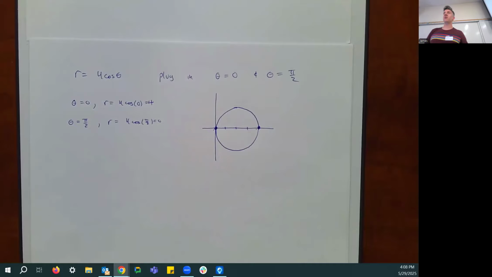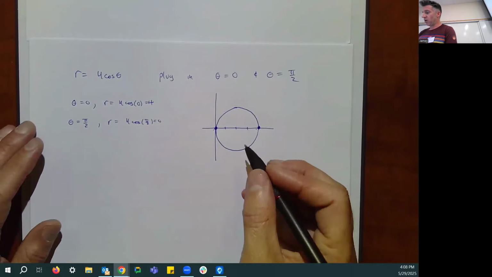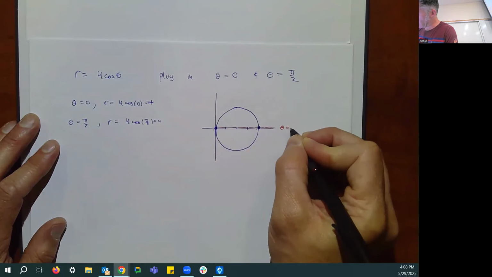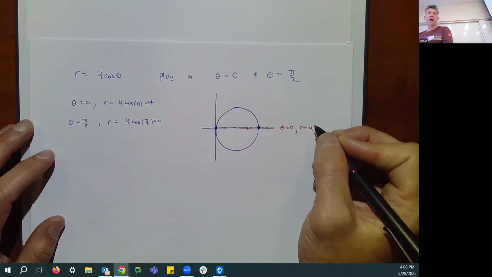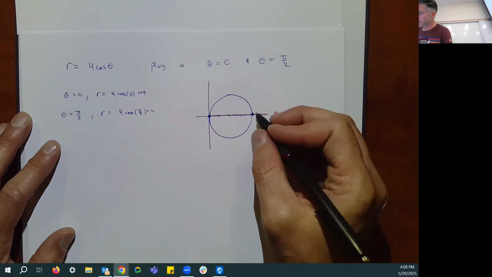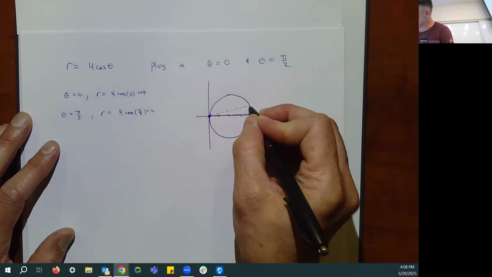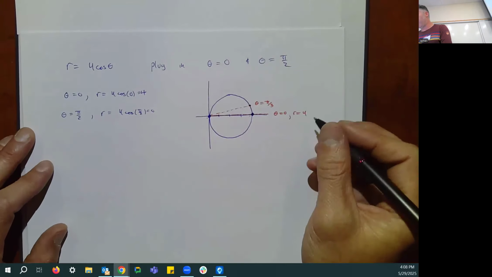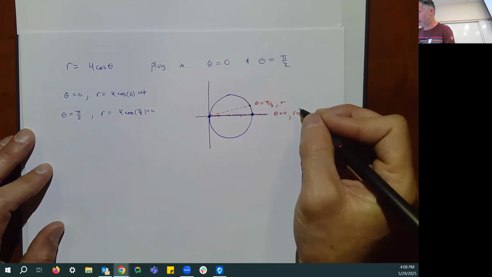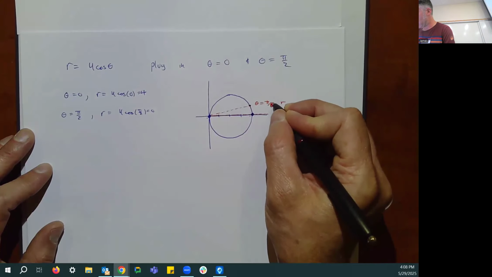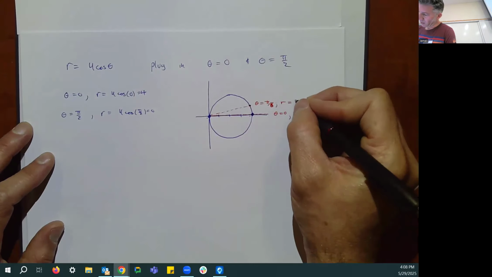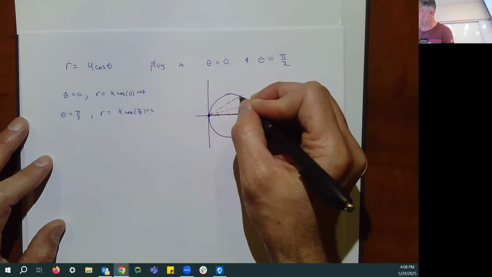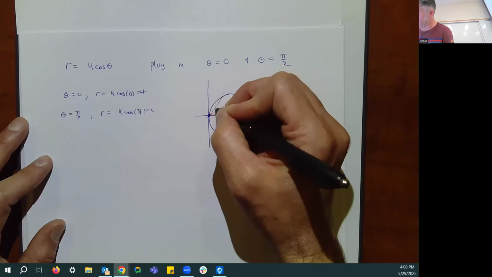Now, something that's interesting about the cosine one specifically is when we start off, we're starting off in this direction. This is theta equal to 0, r equal to 4. And then as we increase our angle, look what happens. Here's theta equal to pi over 6, apologies, and my r is 2 root 3. And then theta increases, I get another point. Theta increases, I get another point. Theta is pi over 2, I'm there.